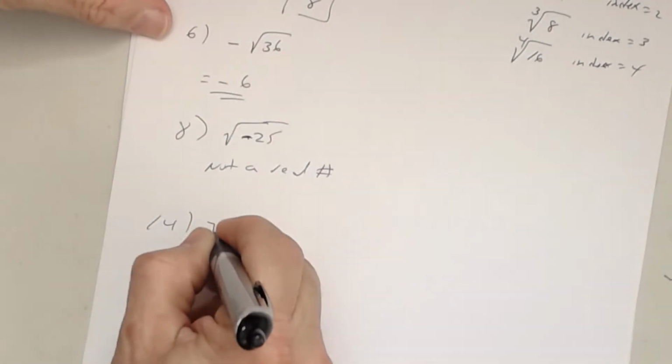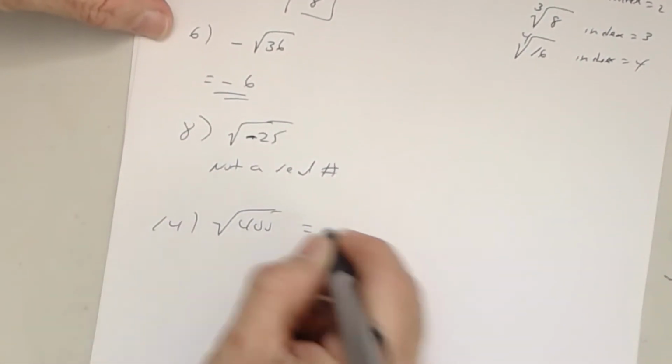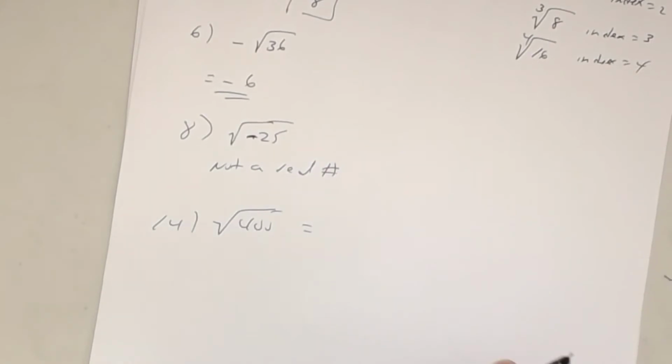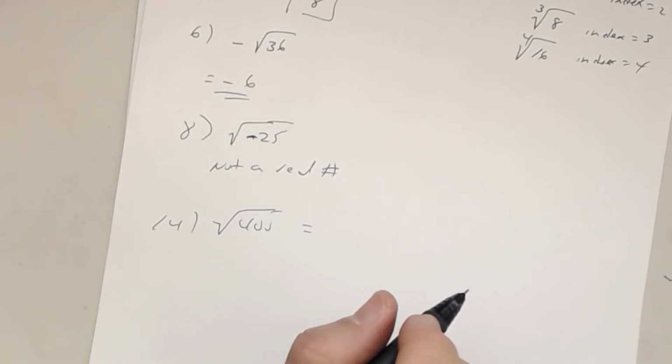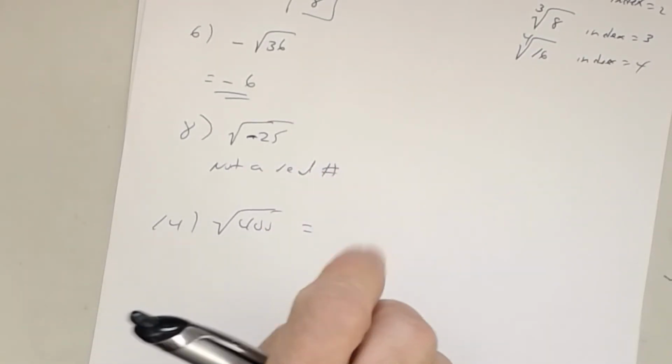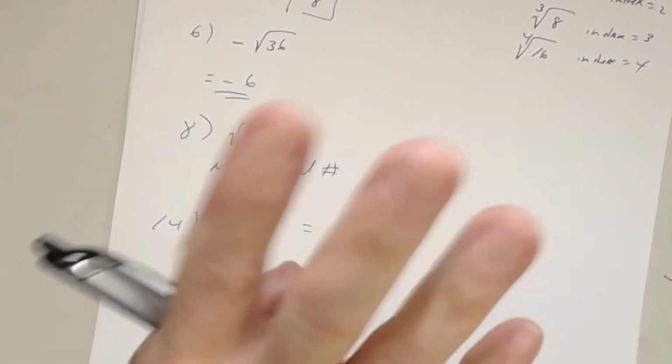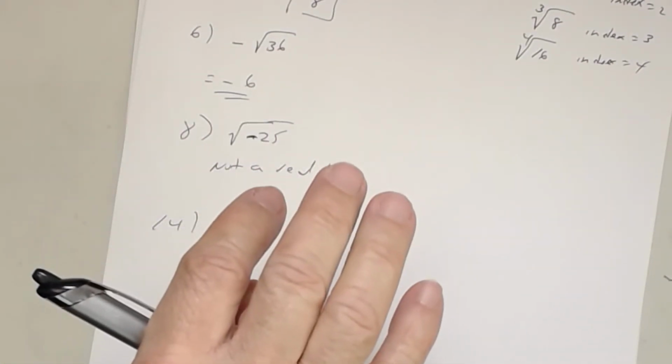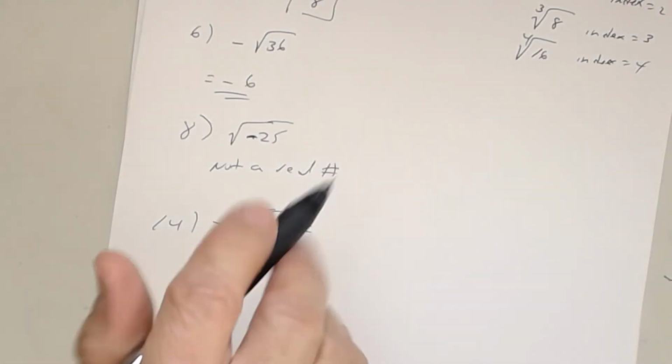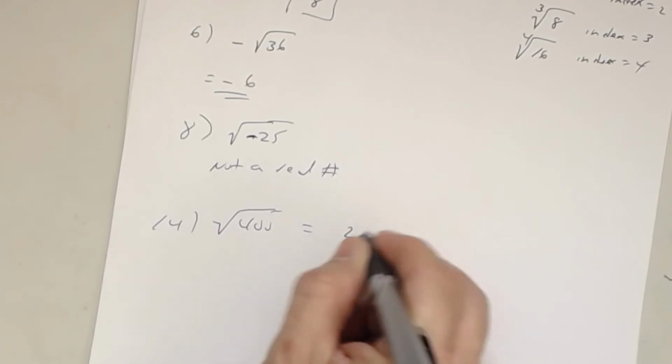Number 14, square root of 400. Is that a real number? Can I take the square root of a positive number? Yes. I cannot take the square root of a negative number and get a real number. But what's the square root of 400? What number times itself is 400? Remember that I told you this section is the easy section. 20. 20 times 20 is 400.